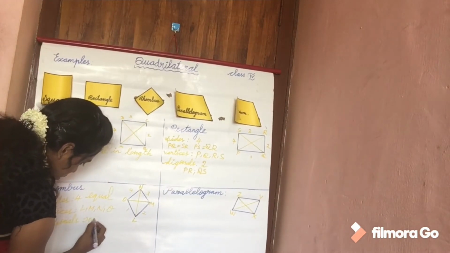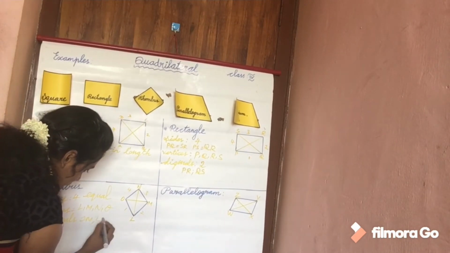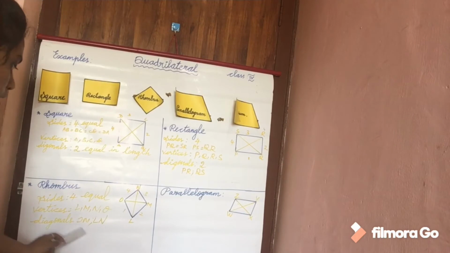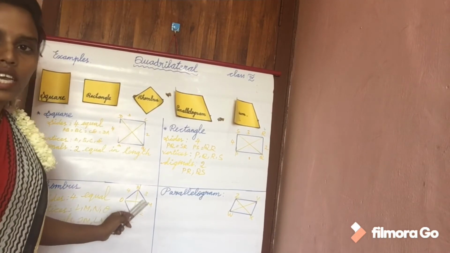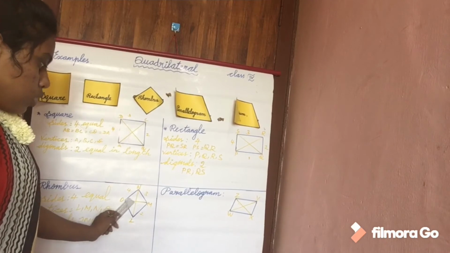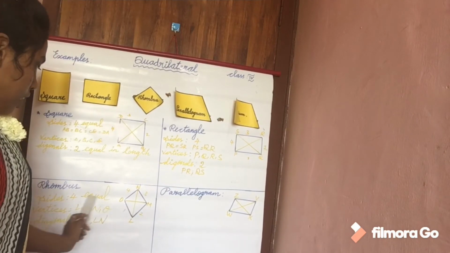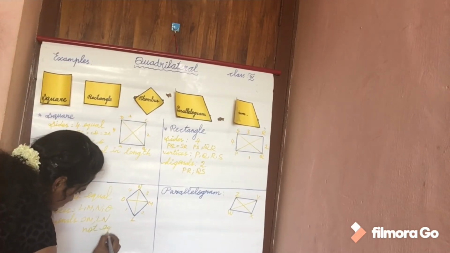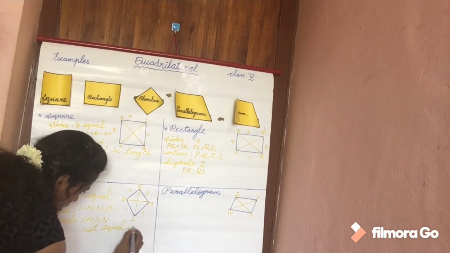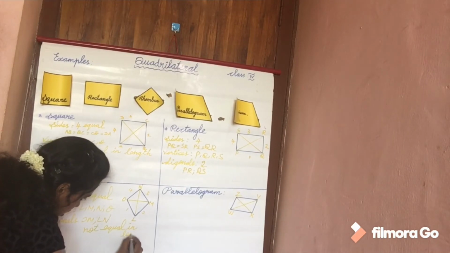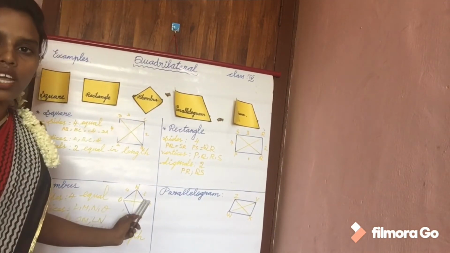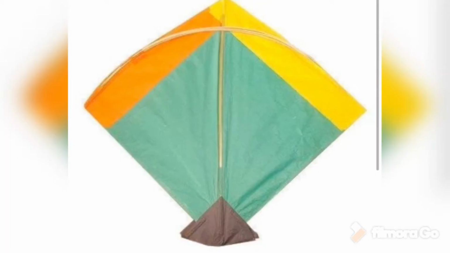OM is one diagonal and LN is another diagonal. So we have two diagonals here, but the two diagonals are not equal in length. In rhombus, the two diagonals are not equal. Next, examples of rhombus: kite and tiles.